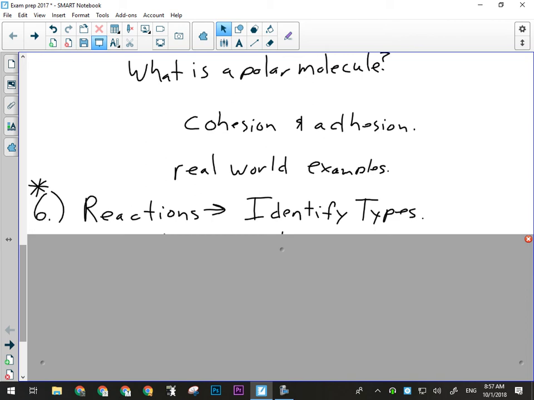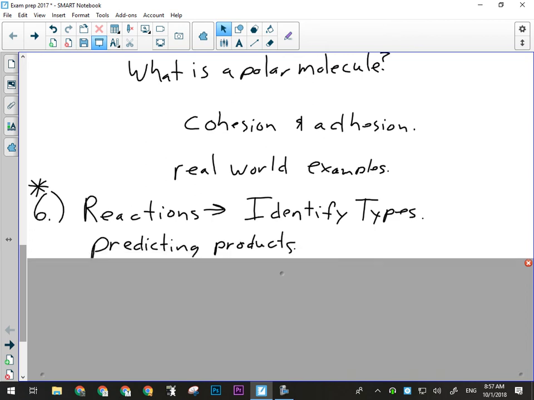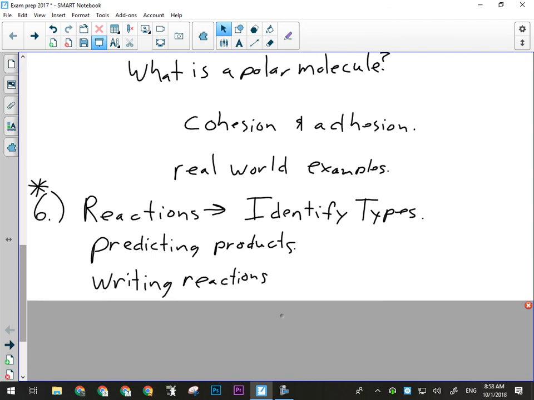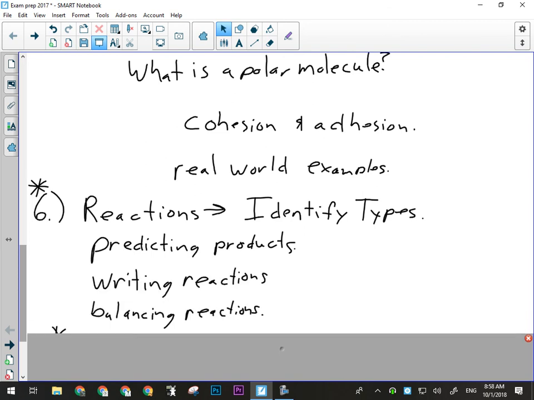You have a bunch of reaction worksheets in the digital workbook. You have your reaction assignment that you're currently working on. All of those are things that you would want to use to help you study, in addition to the review package that I gave you and the practice test. So for chemical reactions, you need to be able to identify reaction types, predict products, write them out, and balance them.